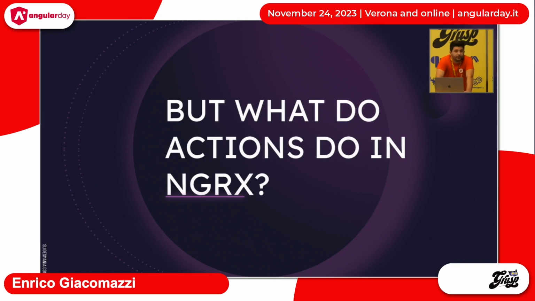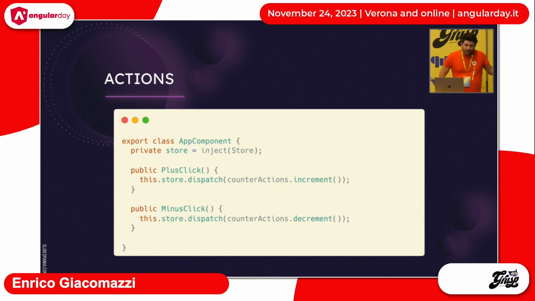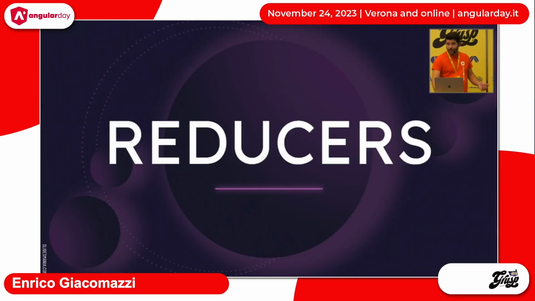But what do actions do inside NGRX? Basically nothing. Actions are simply a message that someone dispatches, in particular the dispatch method of our NGRX store. The actions are dispatched, and then someone else listens for that action and, for example, mutates our state. Who mutates our state? The reducer.